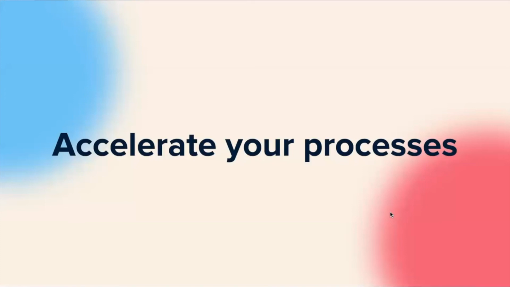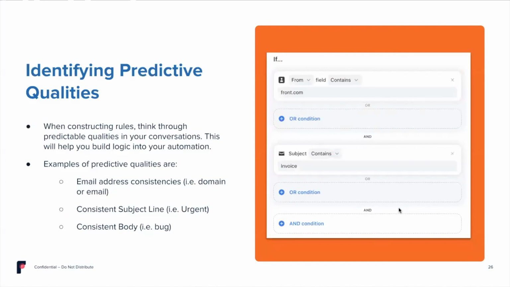So now that we've gone through our O, T, and C, let's talk about accelerating your processes. The way that we are going to do this is through rules. Now, every team, every business, they are going to have different rules based on how they're working or what they're hoping to automate today. But ultimately, every team will need to determine predictive qualities when building these rules. Basically, when constructing these rules, think about what are some of those qualities that you know will happen to help put logic on those rules so that you're getting very granular and specific for when that rule should trigger.